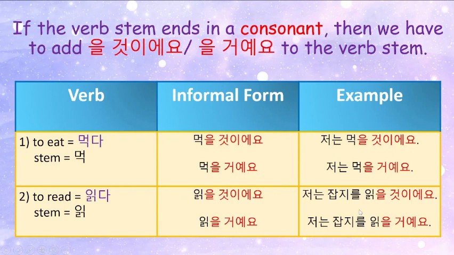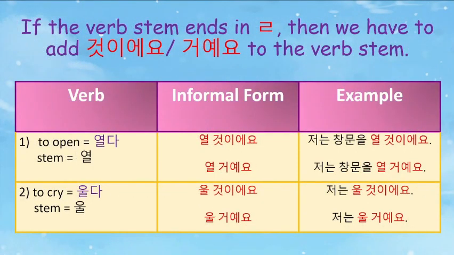Suppose I have to say I will read a magazine. So there are two ways to say this. 저는 잡지를 읽을 것이에요 or 저는 잡지를 읽을 거예요. Both of them mean the same: I will read the magazine. Next is the last case, that is whenever the verb stem ends in ㄹ, then we have to add either 것이에요 or 거예요 to the verb stem. Let's see some examples.